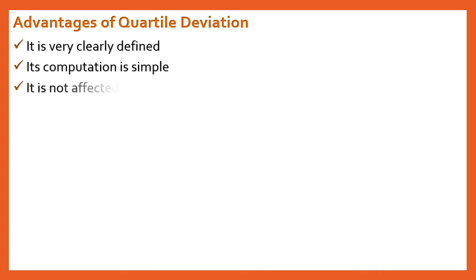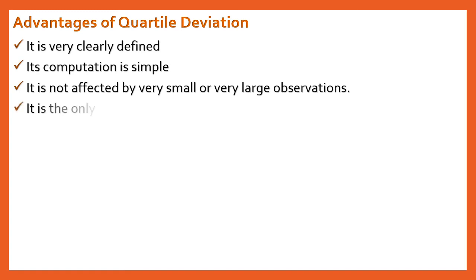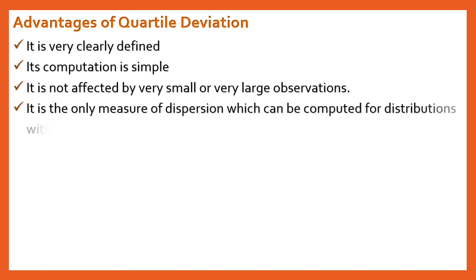That's all. It is not affected by very small or very large observations, because very small observations will be in the below 25% observations, and very large observations will be in the top 25% observations, which we are not using. We are only using the middle 50% observations. That means too large or too small observations are not going to affect our calculation. It is the only measure of dispersion which can be computed for distributions with open-ended classes. That means if any distribution has open-ended classes, then quartile deviation is the only possible measure to be used.